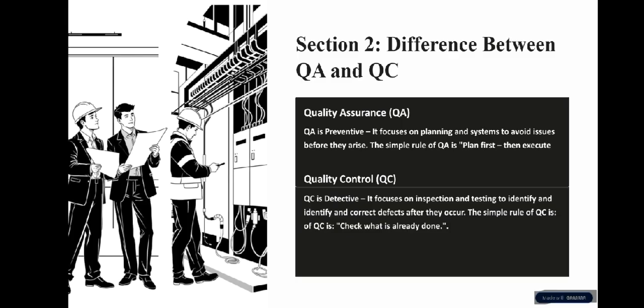QC is detective. It means it focuses on inspections and testing to identify and correct defects after they occur. The simple rule for QC is check what is already done. This means that it involves activities like visual inspections, measurements, and functional tests.